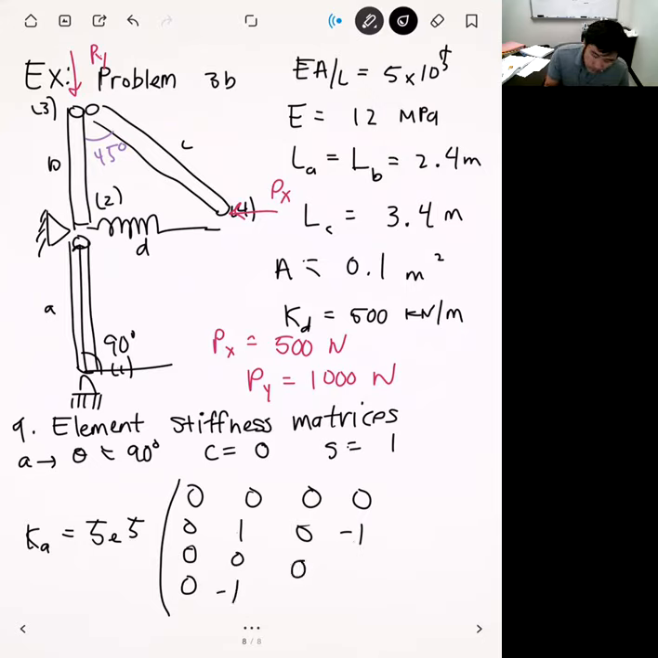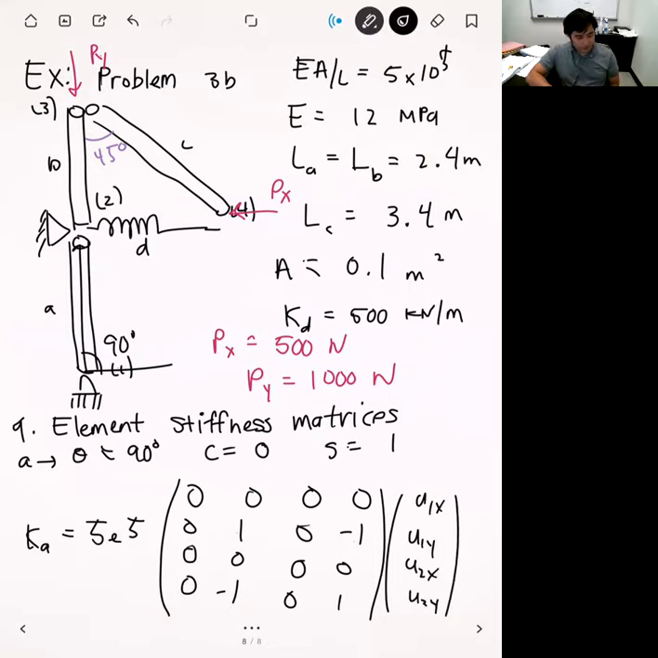For the next row, we have 0, 0, because that's a cosine squared and a cosine sine. We draw that into the last column right there, and that's going to be 0. Then in the bottom right term, we have a sine squared, so that's just going to be 1. Since this element acts on nodes 1 and 2, we have u1x, u1y, u2x, u2y. If you have an element like this, you can rejoice because it'll be nice and simple. All right, let's go on to element B.